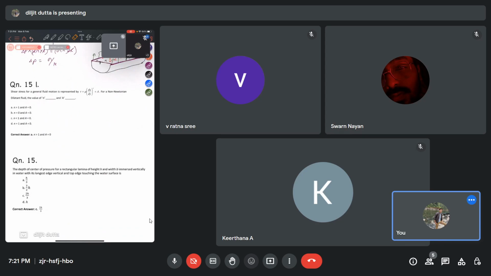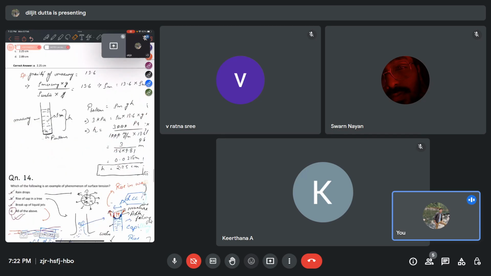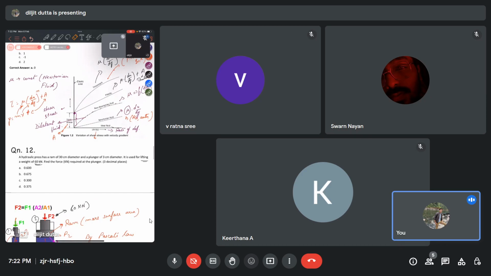Coming to the next question, the shear stress for a general fluid motion is represented as tau equals mu (du by dy) to the power n plus a. For a non-Newtonian dilatant fluid, what are the values of n and a? So we have seen this graph before also. See, this is a non-Newtonian fluid. So the intercept A equals 0, and mu is greater than 1 because it is higher than linear. So for some value of dv by dy, the mu for Newtonian is less and the mu for non-Newtonian is high.